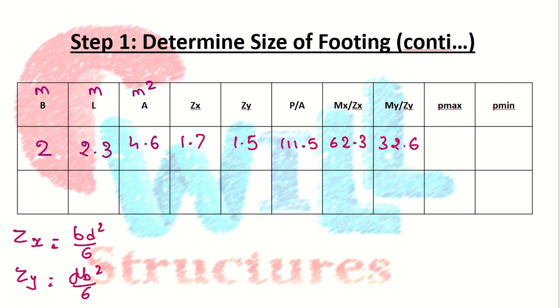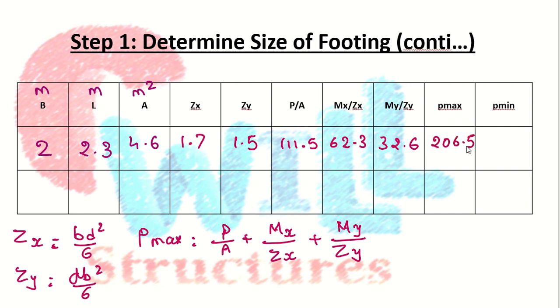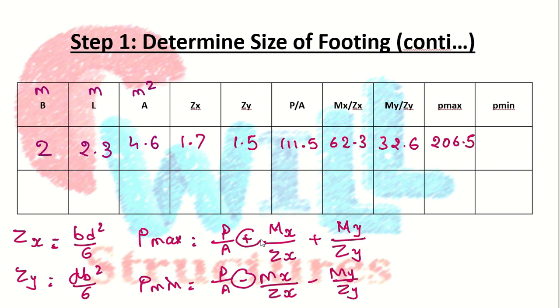Now let's calculate P maximum. Here is the formula for P maximum, and if we add all three values, we get 206.5 kilonewton, right? For P minimum, I just have to take the value as negative instead of positive. So P by A minus Mx upon Zx minus My upon Zy. You can see we are only taking the negative value, right? For P minimum, if I deduct all of these three values, it is 16.5.